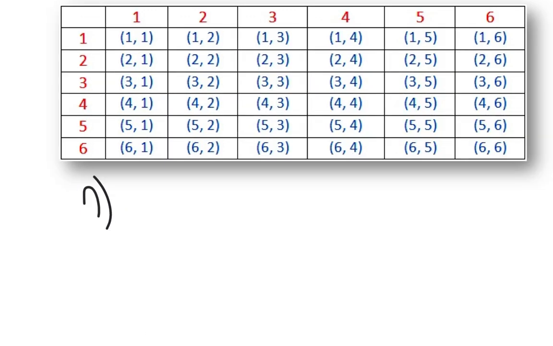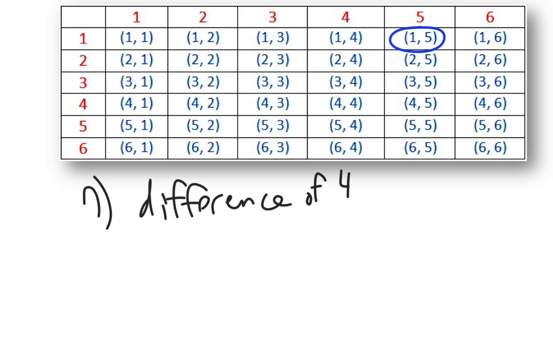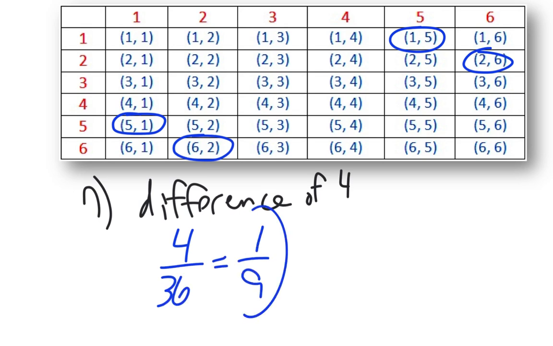Number 7, they want us to find the probability of rolling a difference of 4. Probably just as easy to find on the chart here. So difference of 4, we've got 1 and 5, 2 and 6, 5 and 1, 6 and 2. Okay, so that's 4 out of 36, which reduces to 1/9.